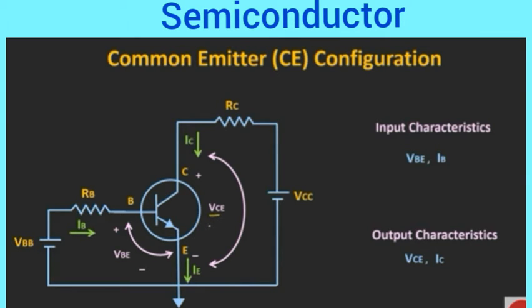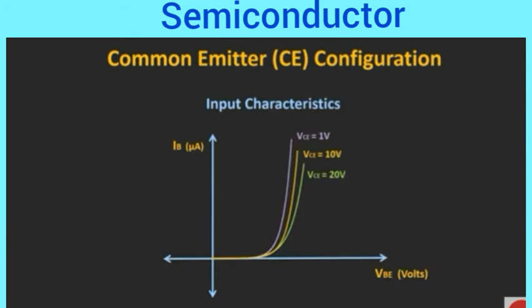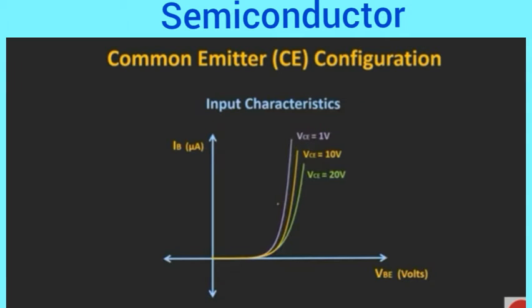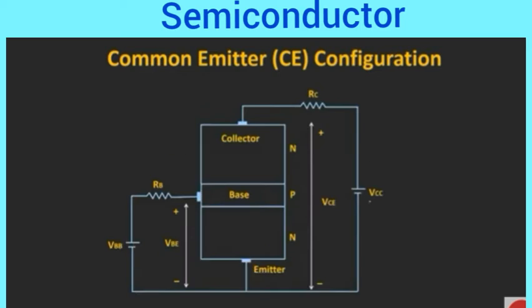So first of all, let's see the input characteristic. In the input characteristic, the IB versus VBE curves are shown for different values of VCE. Now if you look at these curves, they are similar to the forward bias of the PN junction diode, because this is the base emitter junction on the input side. And one more thing, if you observe here, as the value of VCE increases, the base current IB reduces. So let's understand the reason behind it.